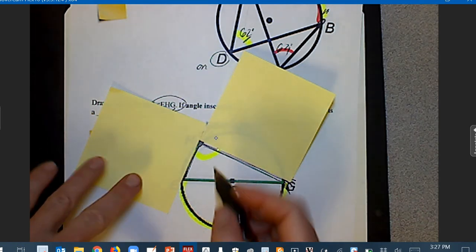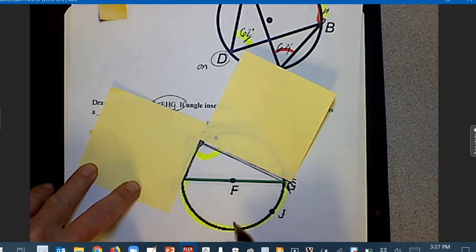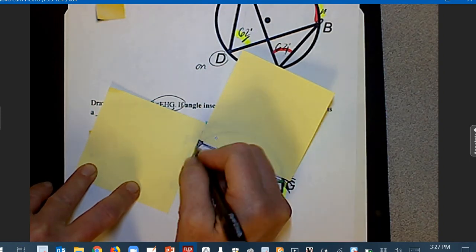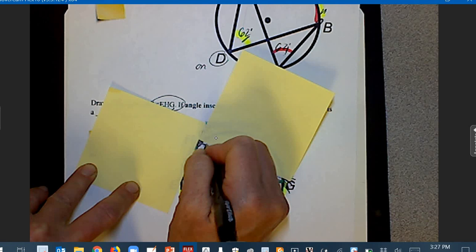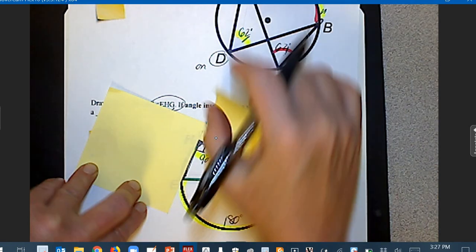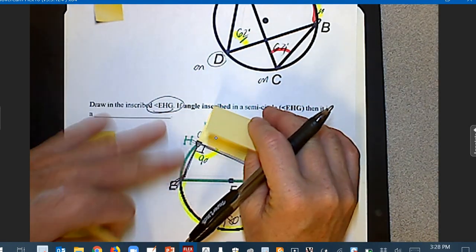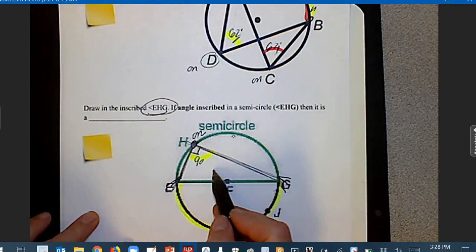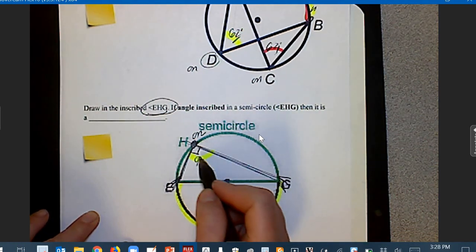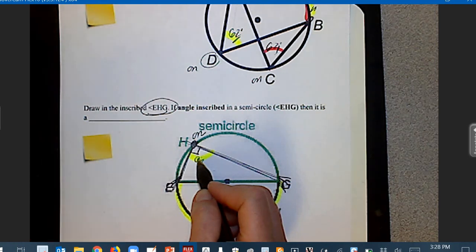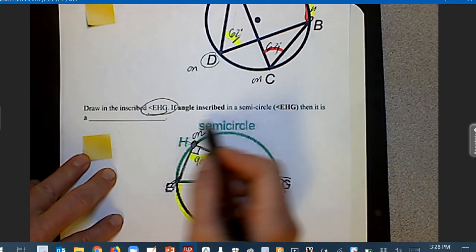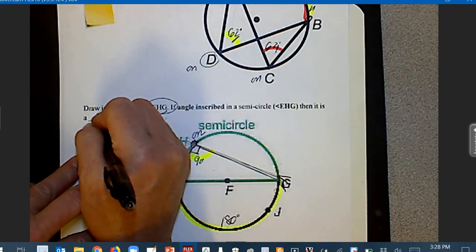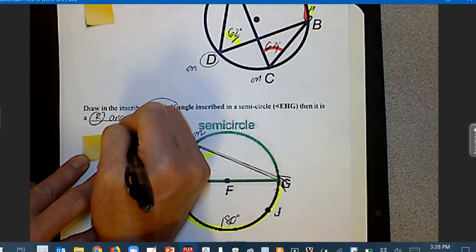That inscribed angle here is half of the arc. So if it's a semicircle, this is 180. Of course, that means back here is a 90-degree angle. So that's going to be true of all semicircles. If you inscribe an angle in a semicircle, it's going to be 90 degrees. So watch out for that 90 degrees. If an angle is inscribed in a semicircle, it is a right angle.